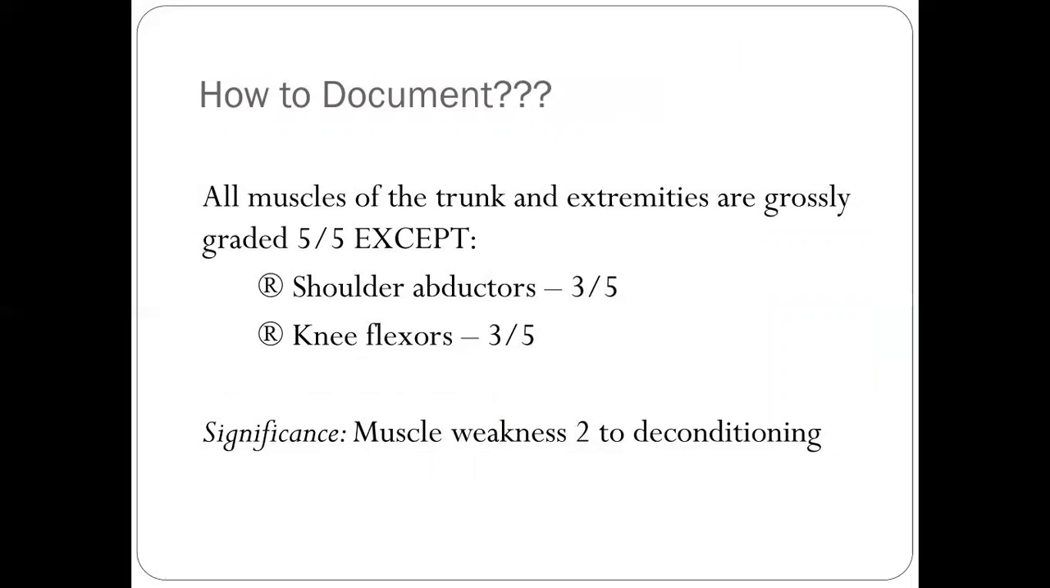How to document it? All muscles of the trunk and extremities are grossly graded F, 5 by 5, except shoulder adductors 3 by 5, knee flexors 3 by 5. Significance: muscle weakness due to deconditioning.